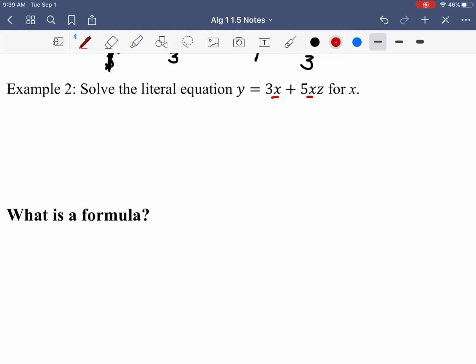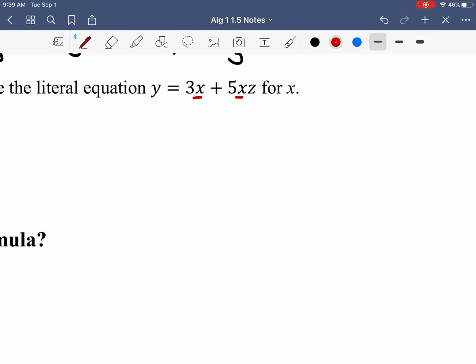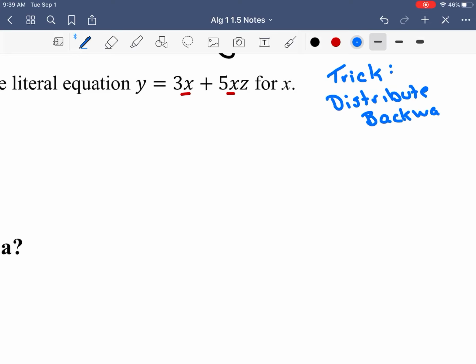My goal is to get them all together on one side. But both my terms have an x in this case. Here's a term, they both have an x. So how do I deal with something like that? So our trick is to use the distributive property backwards. Distribute backwards. Okay, what I mean by that.